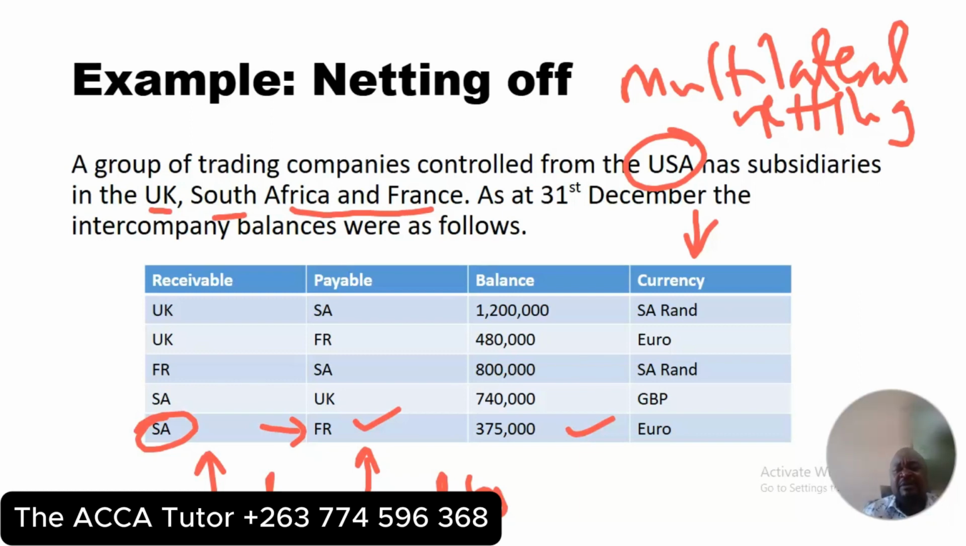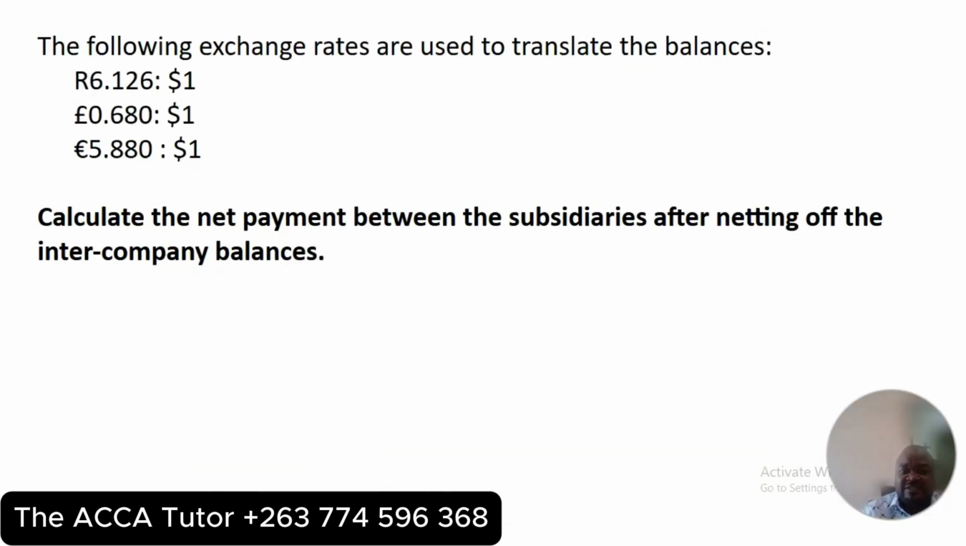Sometimes the payment might be lower than the receipts, and in that case we will be having an ultimate receipt. We can't force things to pay when there is no need to pay. That's what I mean. So to change these into dollars, we need some exchange rates. We need to translate the balances into USD.